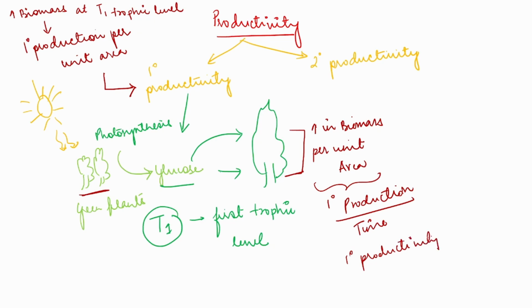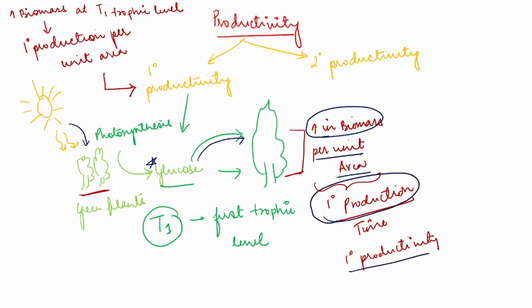Am I clear? Let me tell you once again. The plants will utilize this sunlight and produce glucose, right? Some amount of this glucose the plant will use to increase its biomass. The increase in biomass per unit area is what we call primary production. Now what is primary productivity? Primary productivity is nothing but primary production per unit time.